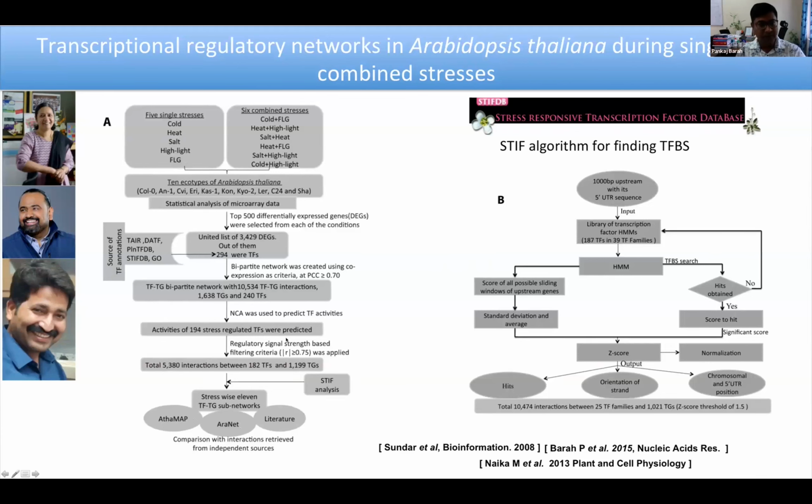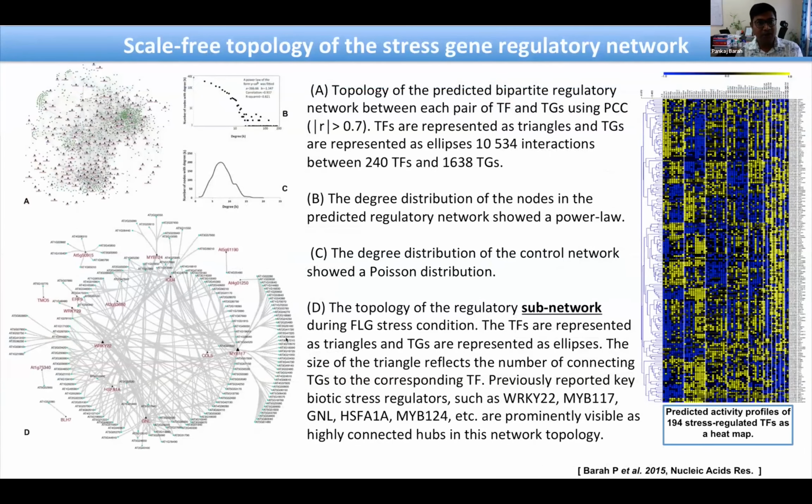That is how we collaborated with MAM's lab again, and we generated this transcription factor target gene interaction network. This network shows the overall topology of, I think, the first ever transcriptional regulatory network that we have constructed for the model plant Arabidopsis thaliana using 11 different stress conditions, both single and combination of stresses. Our network was not random; we did random network analysis, and our network was actually scale free in nature.